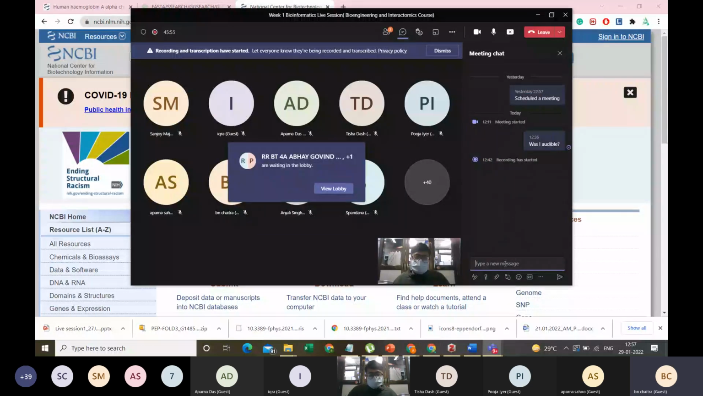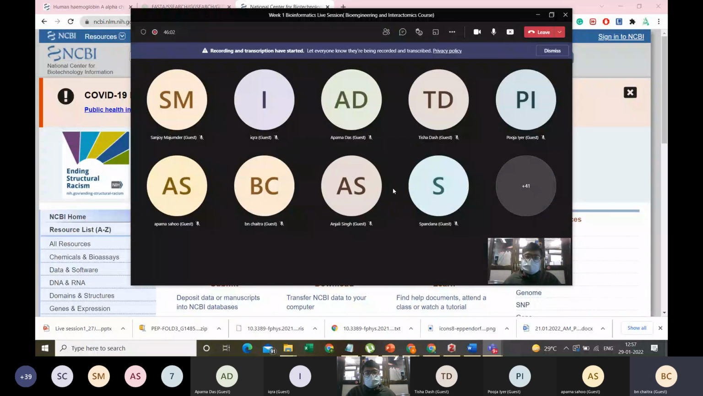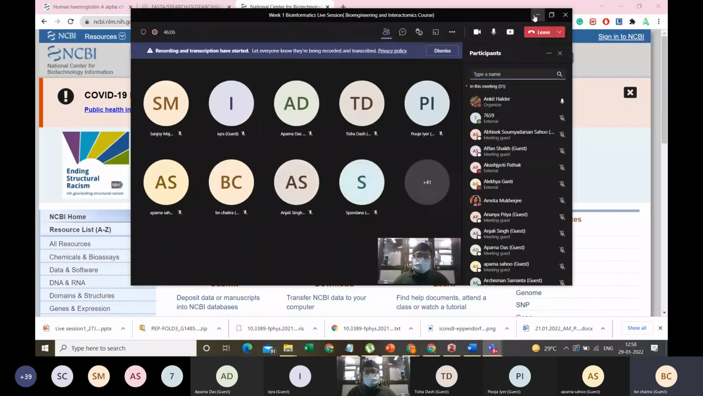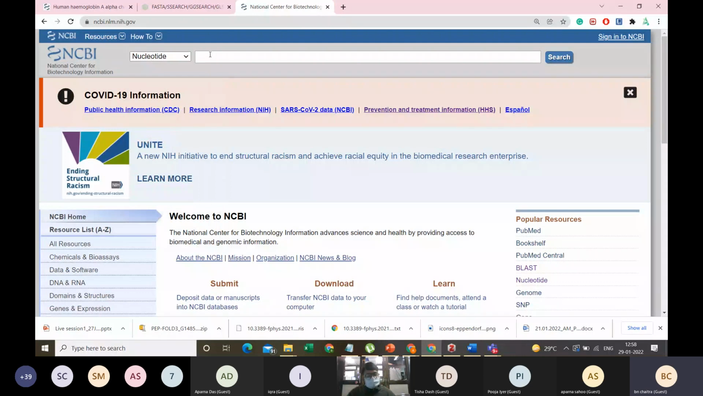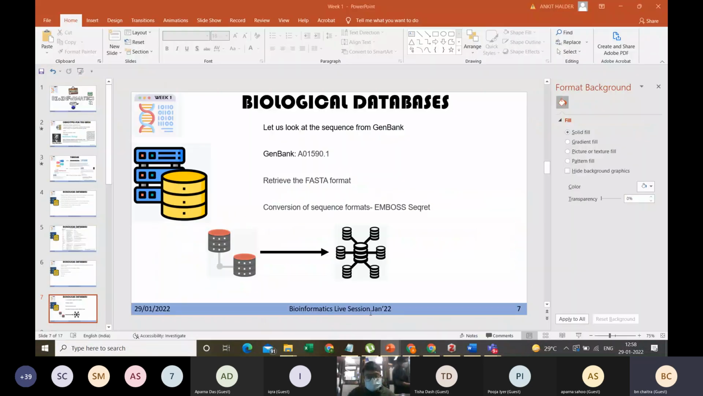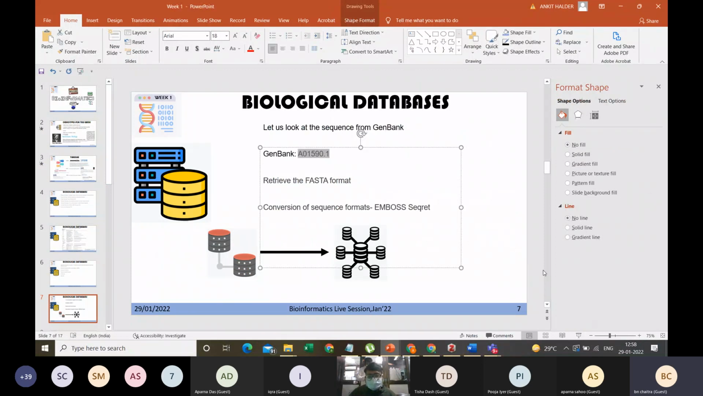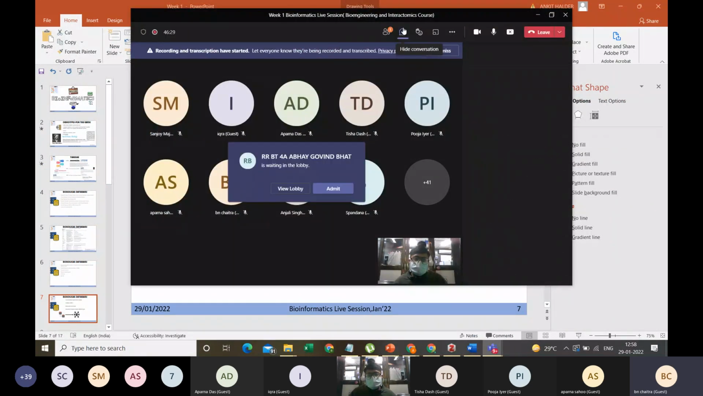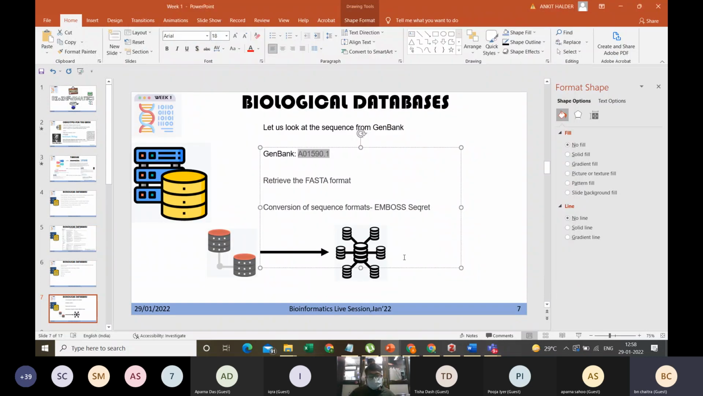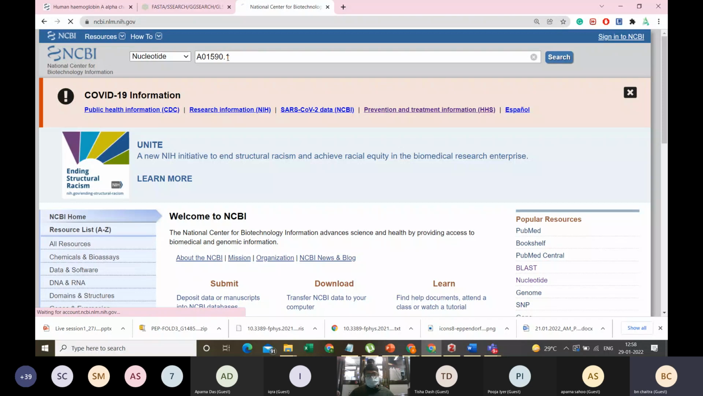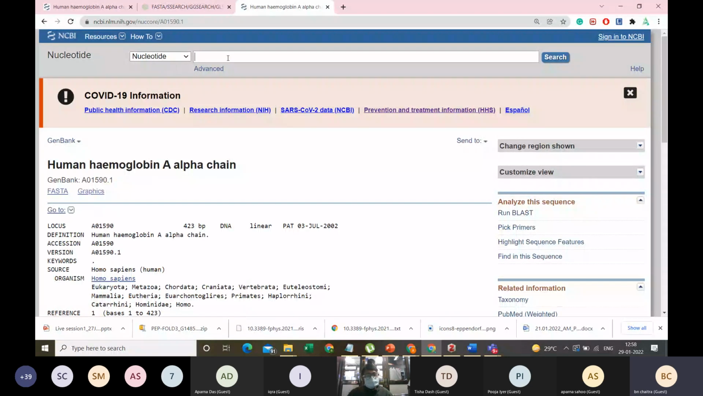I'm also pasting the link in the chat box. If we go to nucleotide and paste the accession sequence. Have you got this page, everyone?